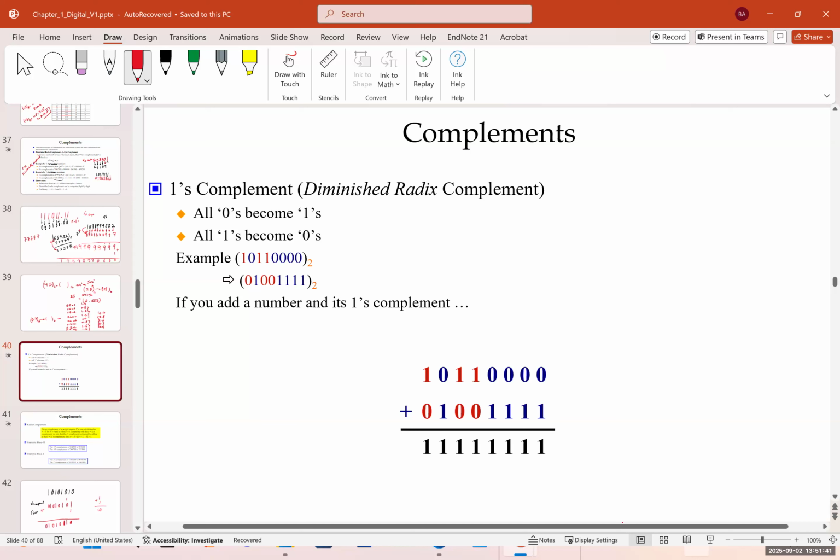Let's solve another problem. For example, I want to find the first complement of 1, 0, 1, 1, 1, 0. What is the first complement for 1, 0, 1, 1, 1, 0? Again, all the zeros become 1 and all the ones become 0. So I'm going to have 0, 1, 0, 0, 0, 1.